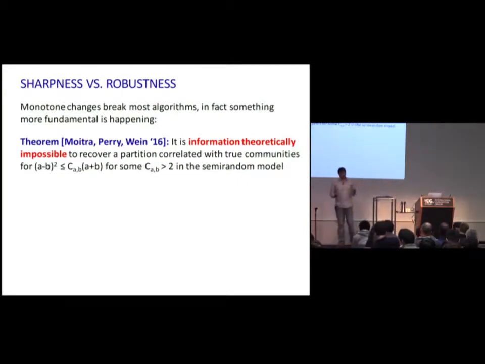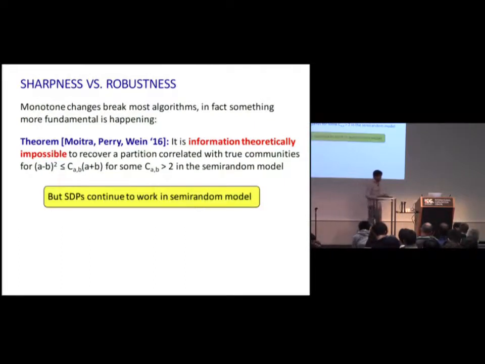So in fact, this monotone adversary that sounds like he's helping you not only destroys particular algorithms like degree counting, but it actually destroys the guarantees of any algorithm that reaches the information theoretic threshold. Because once you allow monotone changes, the information theoretic threshold moves. So this is, as I warned you, going to be a little bit more of a philosophical talk about robustness.